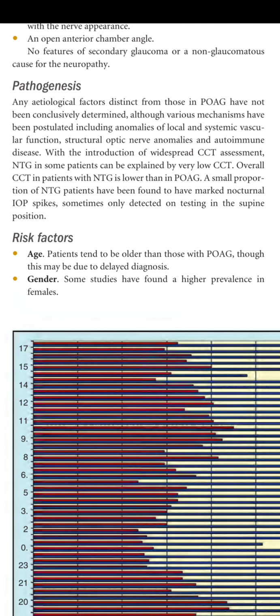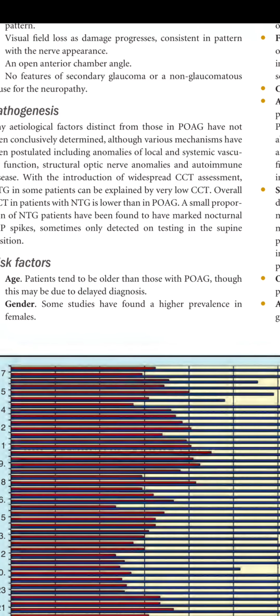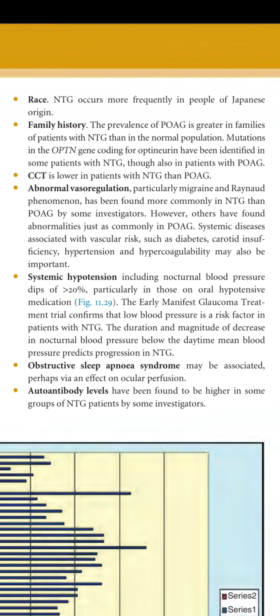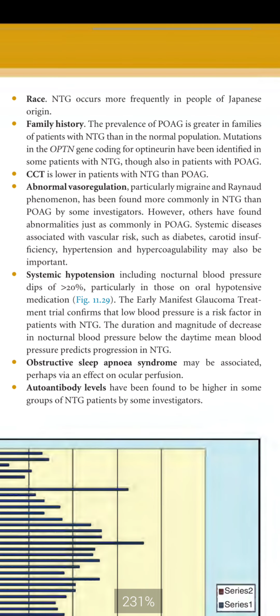So what are the risk factors for normal tension glaucoma? Patients tend to be older than those with POAG, though this may be due to delayed diagnosis. Gender: some studies have found a higher prevalence in females. So females more commonly have normal tension glaucoma. Race: normal tension glaucoma occurs more frequently in people of Japanese origin. Very important. Family history: the prevalence of POAG is greater in families of patients with normal tension glaucoma. Then mutations in the OPTN gene coding for optineurin have been identified in some patients with normal tension glaucoma, though also in patients with POAG. So the OPTN gene is sometimes also implicated.